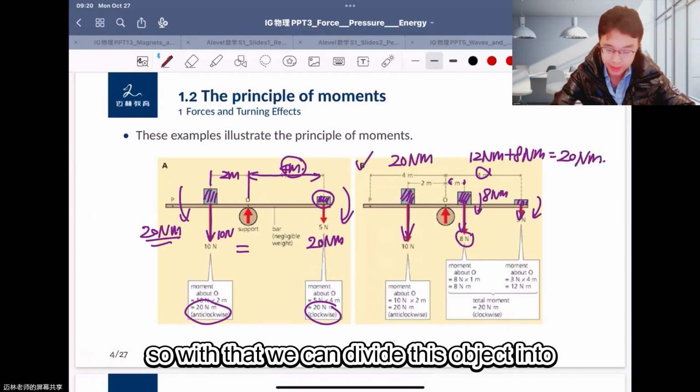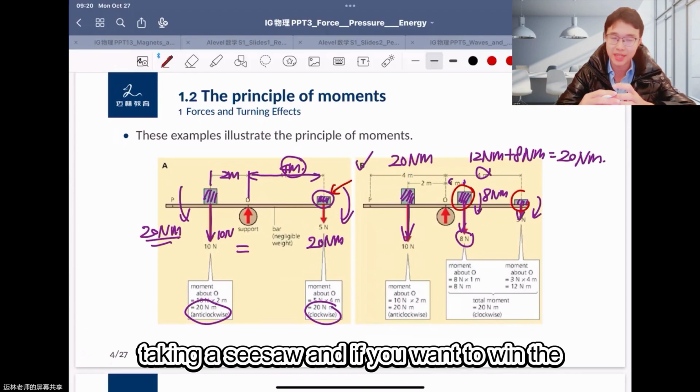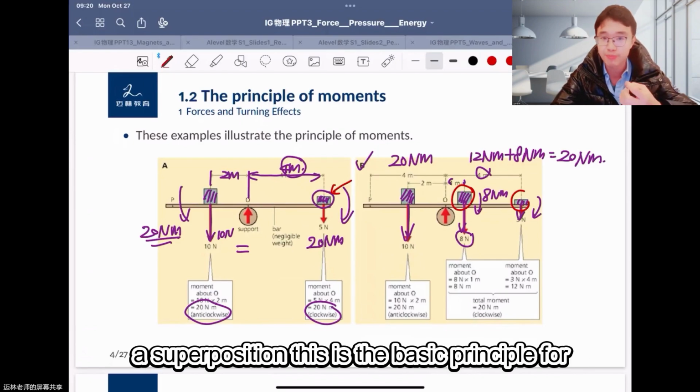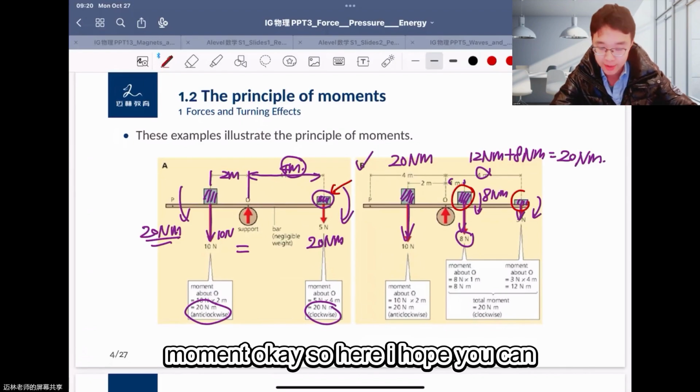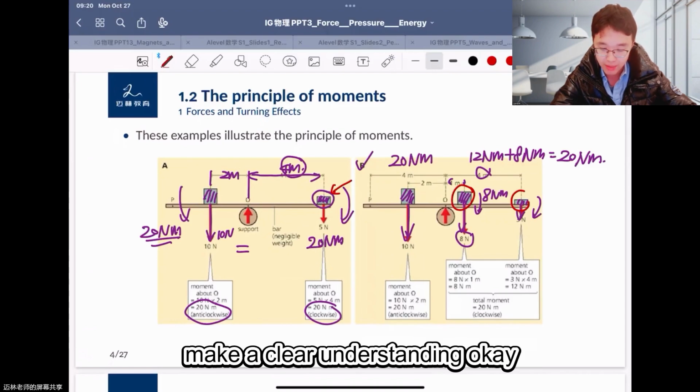So we can divide this object into two parts. Like if you're on a seesaw and you want to win the game, maybe you have to find other people to help you, right? Because your moments can make a superposition. This is the basic principle for moment. Here I hope you can understand this and have a clear understanding.